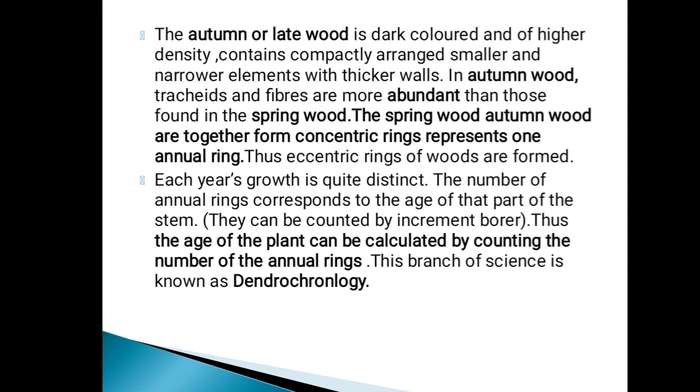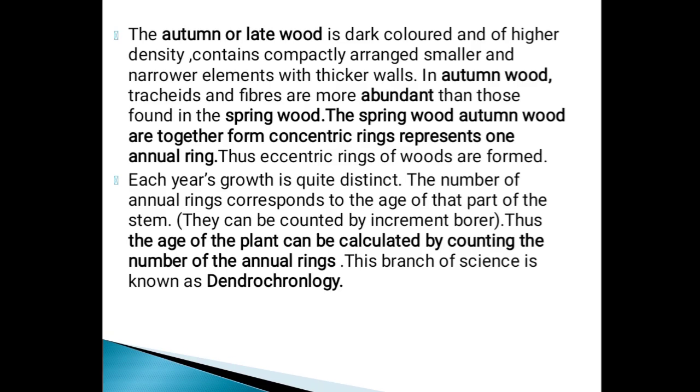The spring wood and autumn wood together form concentric rings that represent one annual ring, that is yearly annual ring. Thus, concentric rings of wood are formed. Each year's growth is quite distinct. The number of annual rings corresponds to the age of that part of the stem or plant body. They can be counted by increment borer. Thus, the age of the plant can be calculated by counting the number of the annual rings. This branch of science is known as dendrochronology.